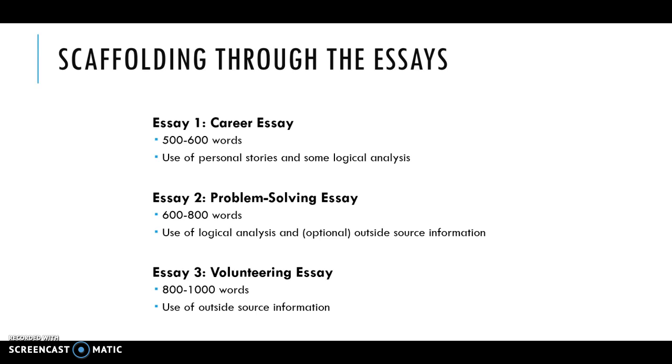Then the third essay, again, we're just increasing the word count. The next step, 800 to 1,000 words, and there's now the use of outside source information that's required. So we're just ratcheting up those skills a little bit as we go along, so that by the time they get to that volunteering essay, they're doing an essay that's very, very similar to where they would come in for English 101, having a little bit of understanding of research, that will have put together a works cited page based off of that source information.